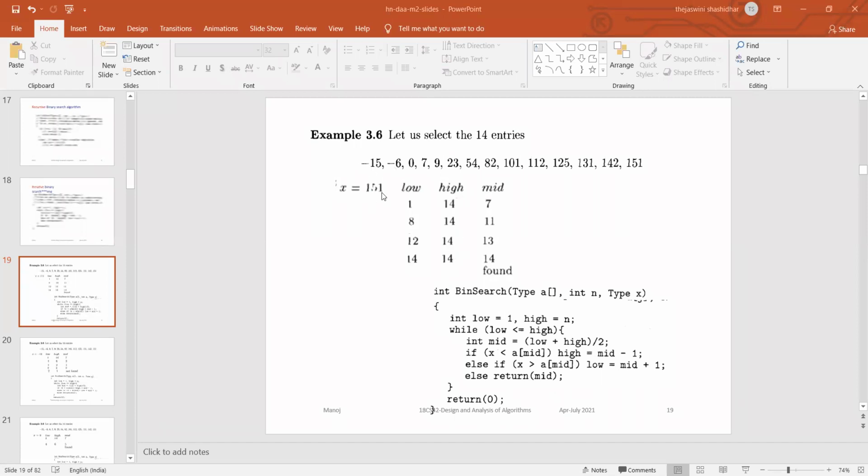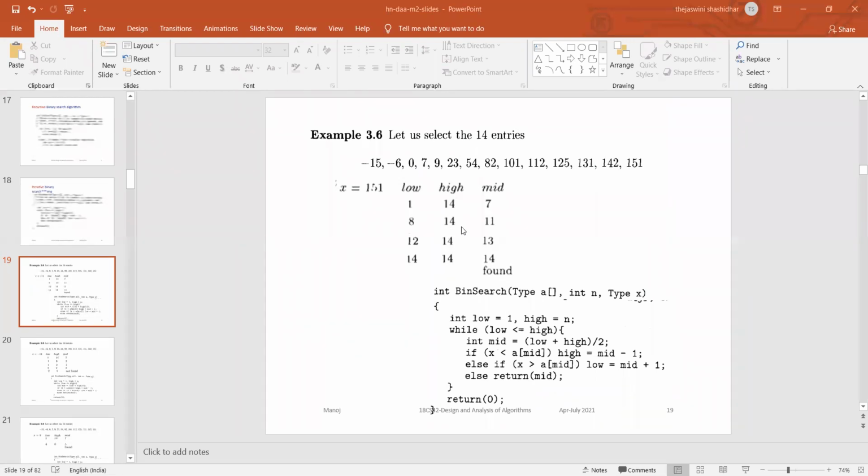If the key element 151 is greater than the middle element, the middle position is 7. 1, 2, 3, 4, 5, 6, 7. So 151 is greater than 54. Now you have to change low, because key element is greater than middle element. Low is equal to mid plus 1. Mid is 54, and mid plus 1 means it goes to the 8th position. So low is now 8 and high remains 14.